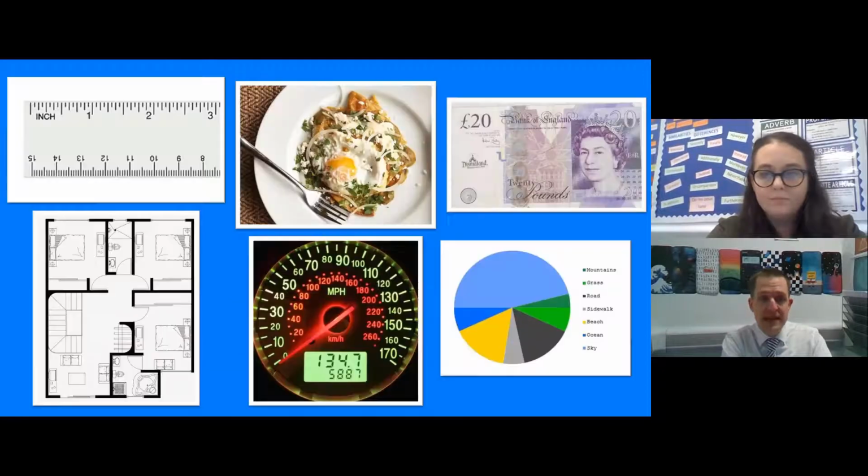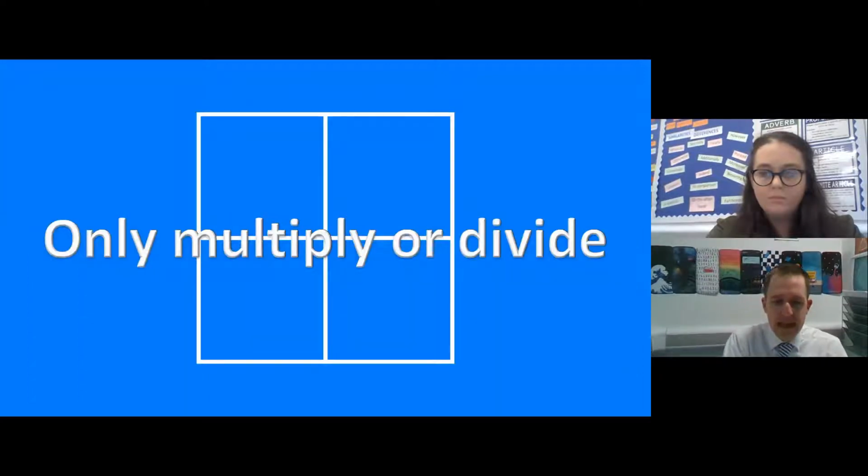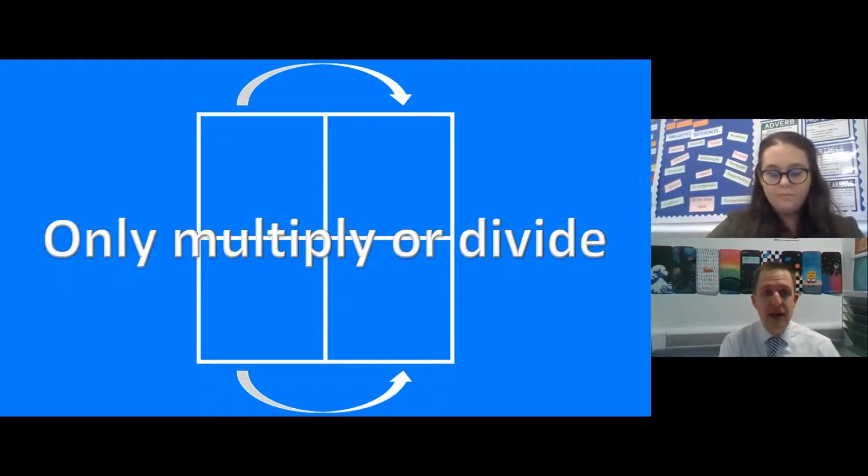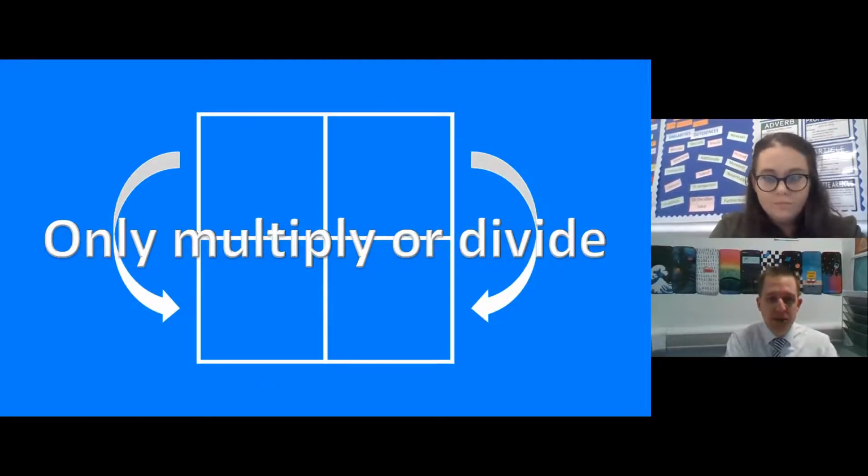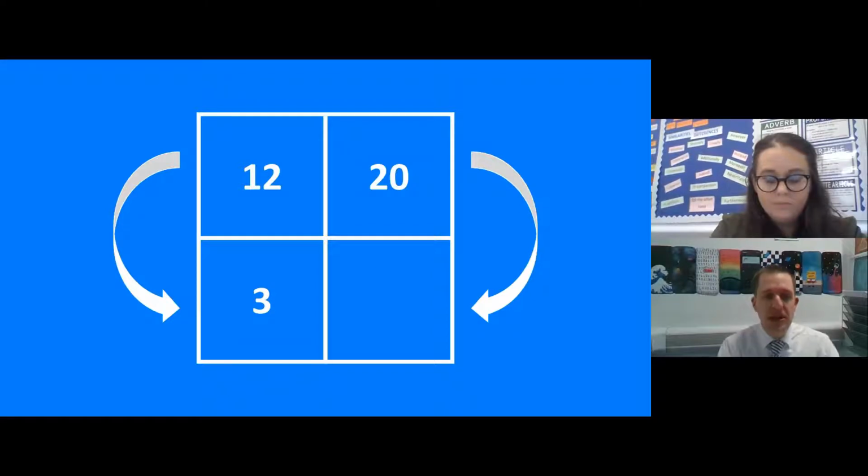A 4-box grid method is very, very simple, but we can use it for measurements, we can use it for recipe problems, money problems, speed, scale drawings, pie charts, all of these sorts of things. Loads that you can do with it. And the one rule is that you only multiply or divide. That's the fundamental of proportion. And so that applies to this grid. You can do it across, you can do it top to bottom, but so long as you multiply or divide, you're going to be all right.